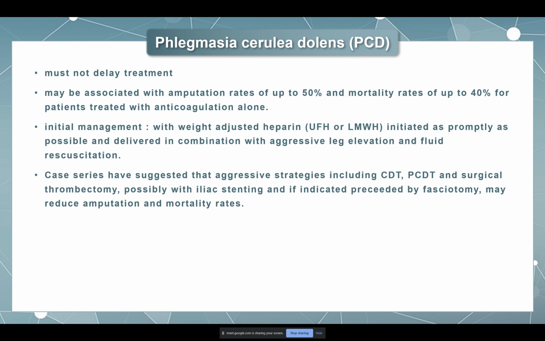So it's also suggested that surgical intervention should proceed as fast as possible. For example, CDT, PCDT, fasciotomy, iliac stenting to reduce the clot burden. CDT, PCDT, what is that? Sorry. The full term, I assume T is thrombectomy, but I need to find out the full name.